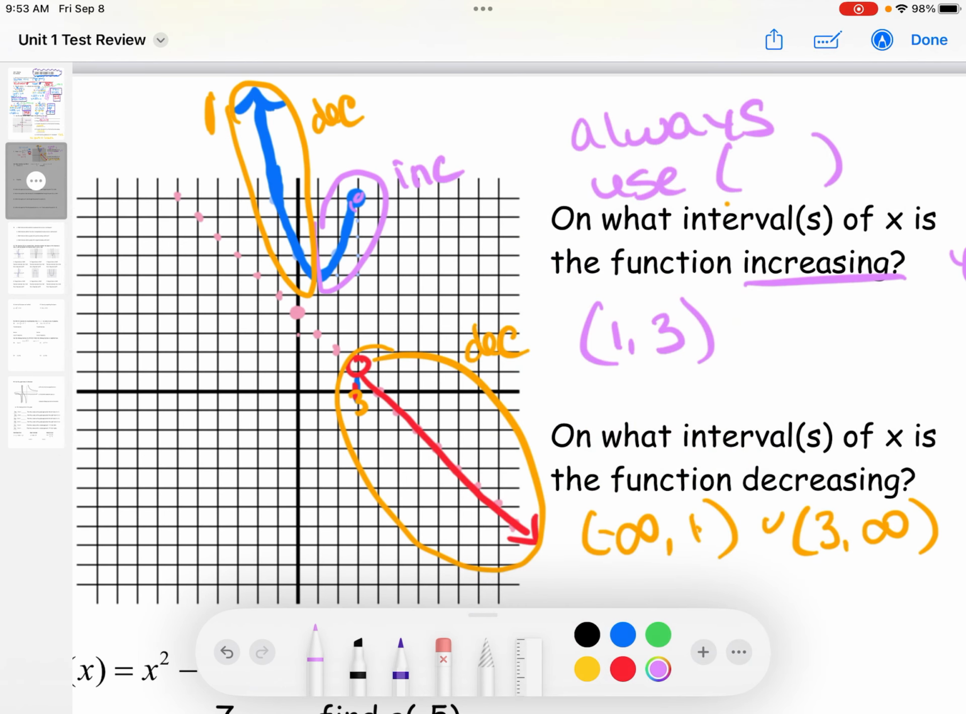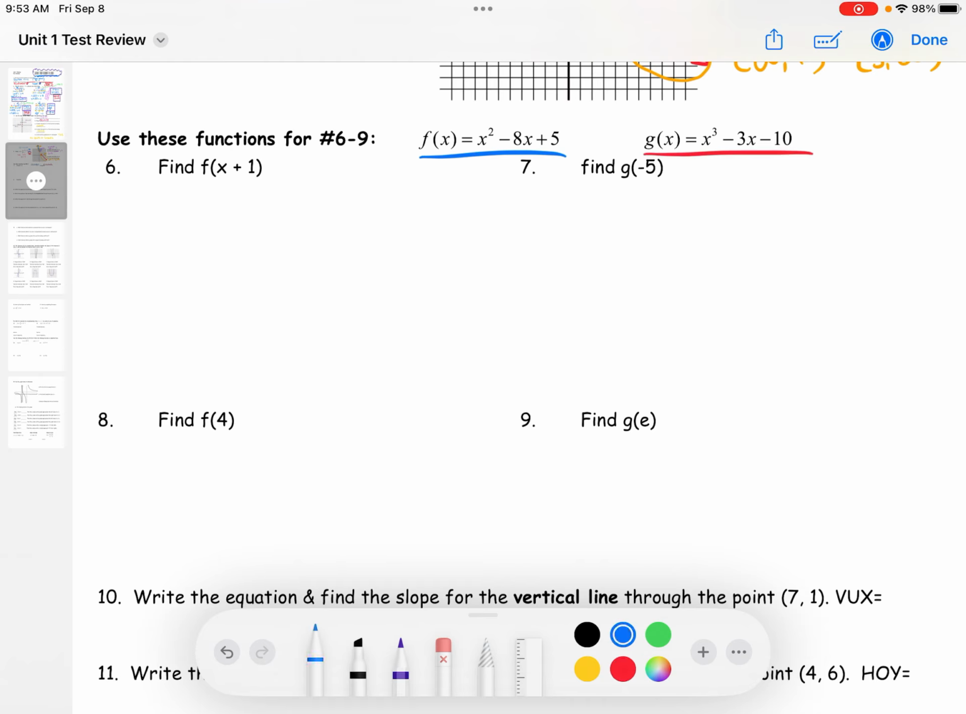All right, let's look at 6 through 9. We have our two functions, f of x and g of x, and we are going to find some values of those functions. On number 6, we're using the f function. So write the f function with nothing written in place of the x. Then take this x plus 1 and plug it in.